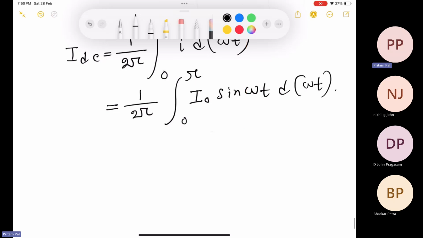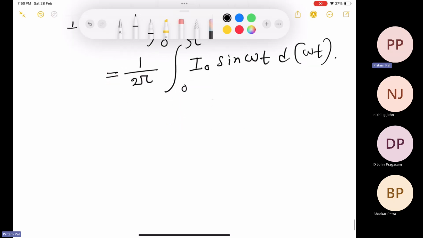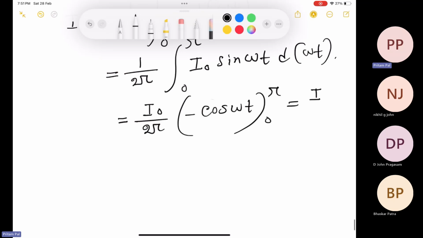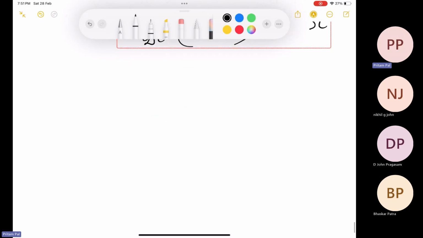It will conduct only for the first half, from zero to pi. This is the DC value. Okay. So the DC voltage that is developed across the output, across the load RL, is IDC RL.